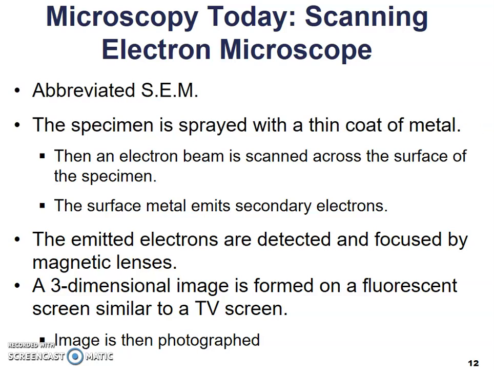Another type of electron microscope is the scanning electron microscope, abbreviated SEM. Using an SEM, the specimen is sprayed with a thin coat of metal. Then an electron beam is scanned across the surface. The surface metal emits secondary electrons. Those electrons are then detected and focused by magnetic lenses, and an image is formed on a screen similar to that of a TV screen, and then it is photographed.